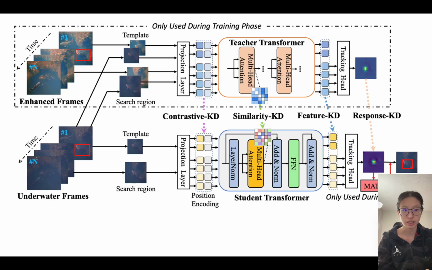Another important design is that the teacher model is only used during training. After training is finished, the system only uses the student model during inference, which keeps the model efficient. This design allows the tracker to benefit from strong guidance during training, while still remaining lightweight during deployment. Overall, this approach helps the tracking system handle complex underwater scenes like those we saw before.